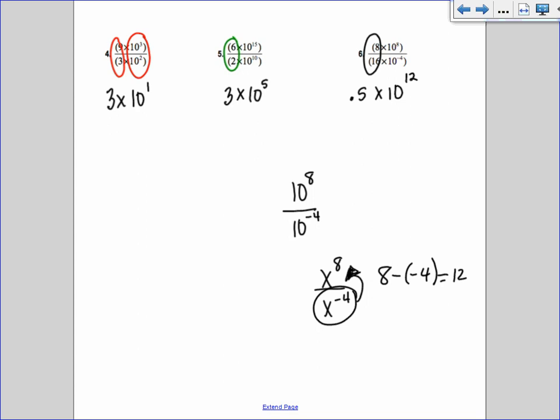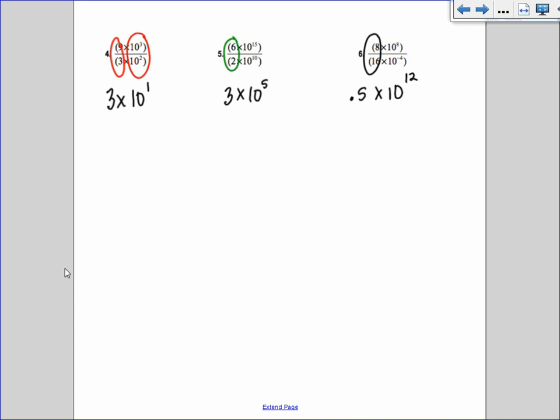That's why you're adding. Okay, but we have a problem because now this is not in scientific notation because we have that 0.5 issue. It needs to be like 5. So like I said, you can write this as 5 times 10 to the negative 1, this part here, and then still have your 10 to the 12. So you can easily see it's 5 times 10 to the 11.